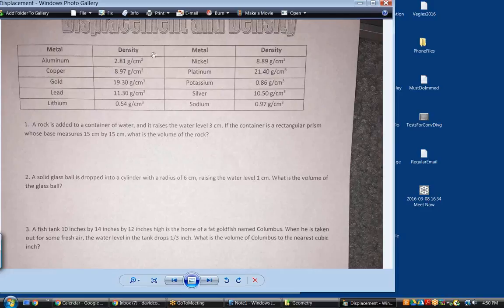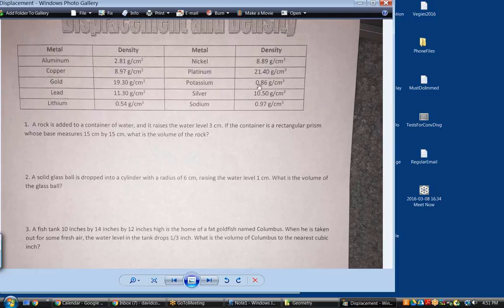But notice what density is. Density is weight per volume. So the densest thing on here is platinum. More dense than lead, twice as dense. Platinum basically weighs 21 grams per cubic centimeter. So the more dense something is, the more weight a given amount of volume of it is.